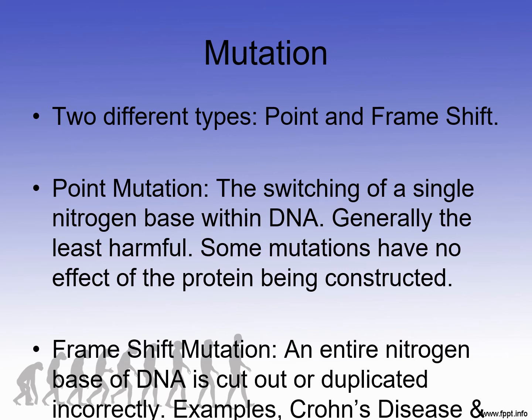And then finally, remember your two different types of mutations, right? You have a point and frame shift mutation. A point mutation is a switching of a single nitrogen base within DNA, generally the least harmful of mutations, and some mutations have no effect on the protein being constructed at all. You then have frame shift mutations where an entire nitrogen base of DNA is cut out or duplicated incorrectly. You have examples of this like Crohn's disease as well as IBS, or irritable bowel syndrome.